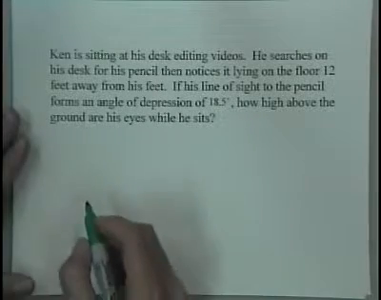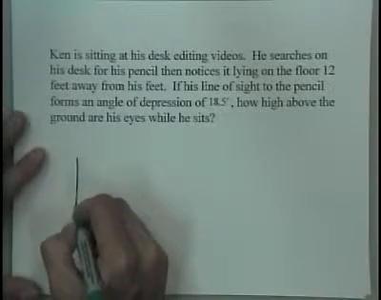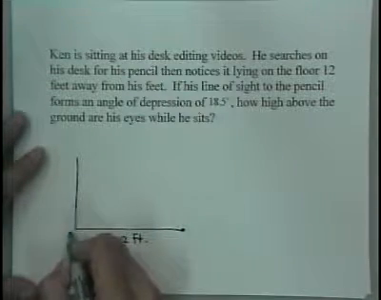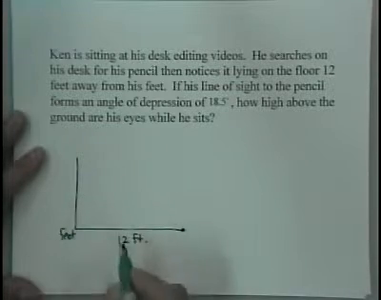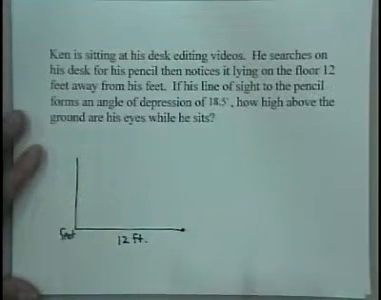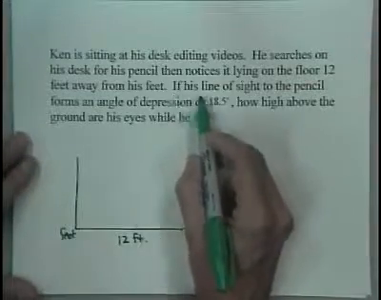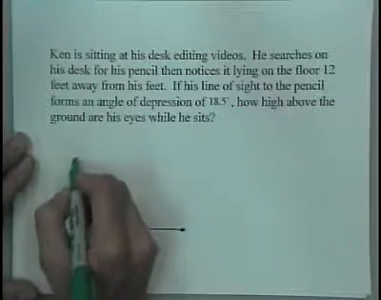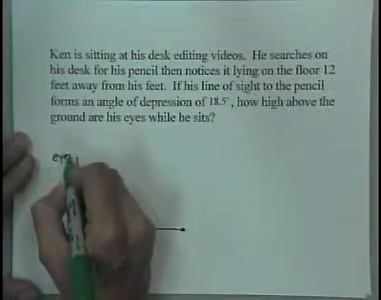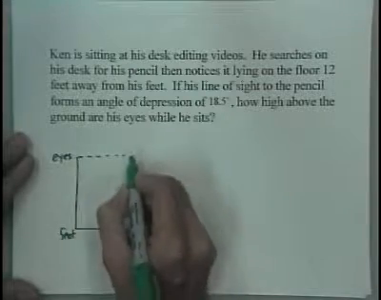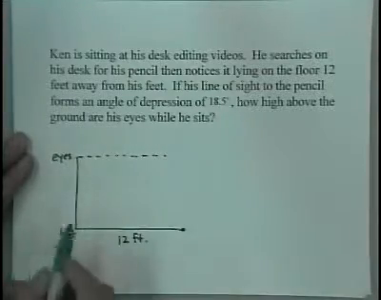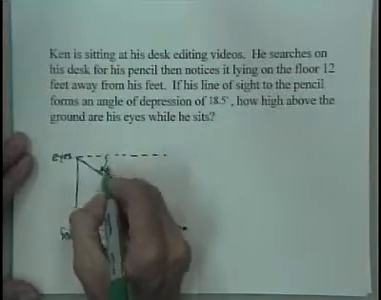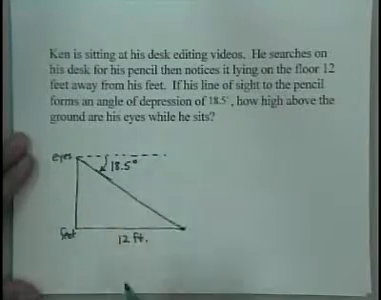Well, let's draw a picture. Suppose that Ken is sitting here and his pencil is 12 feet away, so these are his feet at this point. His pencil is 12 feet away lying on the ground. Now there's this information about how his line of sight forms an angle of depression of 18.5 degrees. Suppose that his eyes are at this level. An angle of depression is measured down from the horizontal. So he's looking at the pencil. This angle is 18.5 degrees.